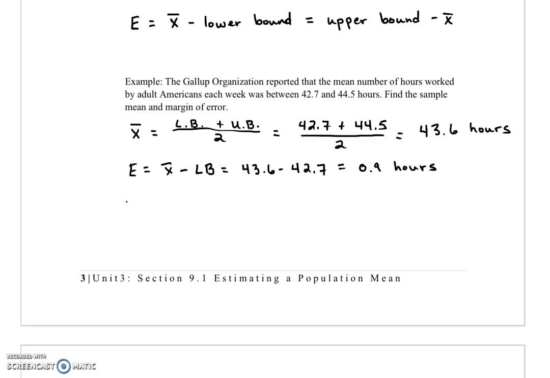And the second way is to do the upper bound minus the sample mean, and that gives us 44.5 minus 43.6, which is again 0.9 hours for the margin of error.